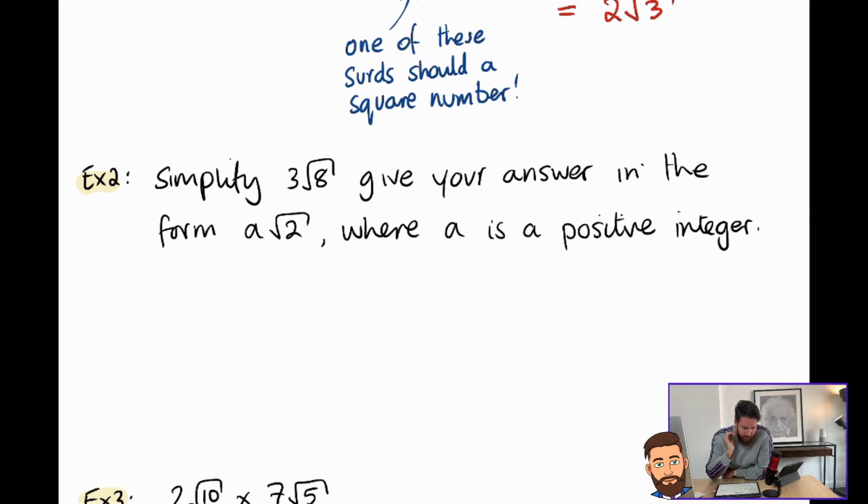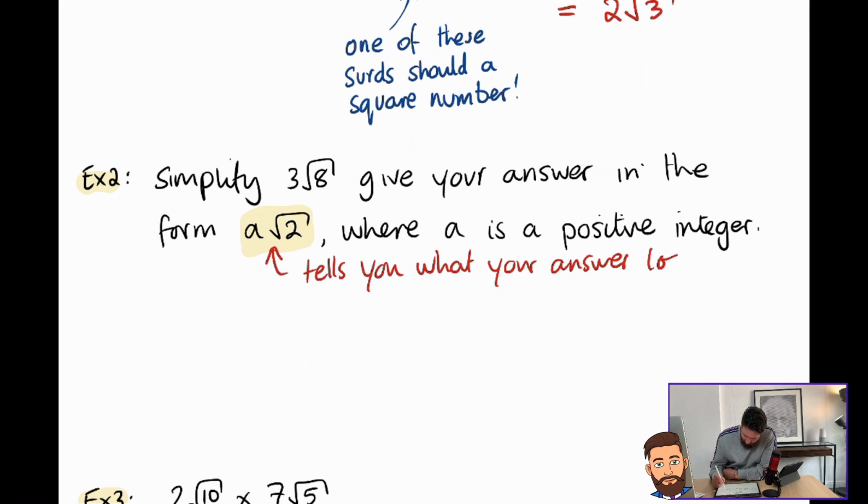So if we read it, it says, simplify 3 root 8 and give your answer in the form a root 2, where a is a positive integer, that just means a is a whole number. The key to this is they've actually helped you. So we could add this note. This tells you what your answer looks like. They're telling you your answer needs to have the square root of 2 in it.